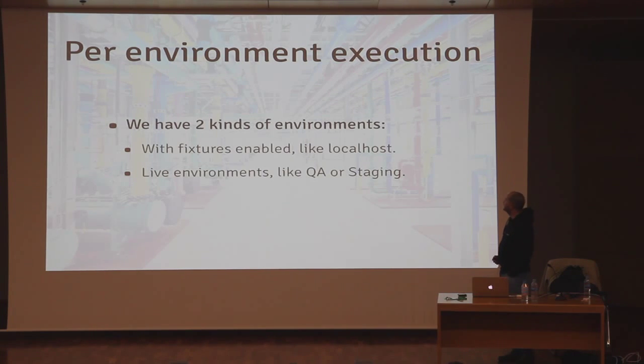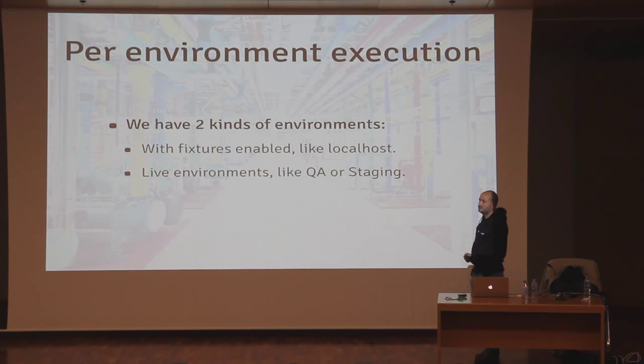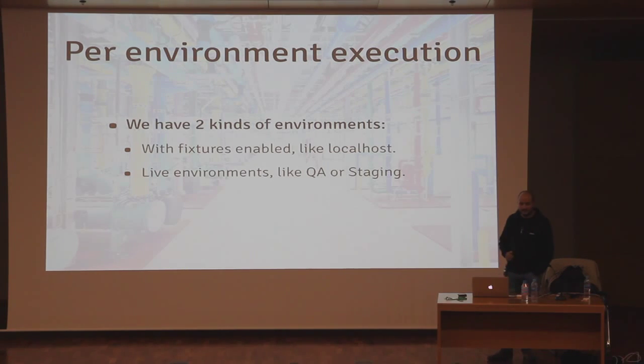Why? We have two kinds of environments. Because the tests that the developers are writing and the tests that the QA is writing are not strictly the same, always. It depends, right? So basically we have environments with fixtures enabled, like localhost. Localhost is when you have the application running locally, so the fixtures are enabled there. That means that you can drop your database and recreate it at any time. That's something you can do because this is an application running locally.